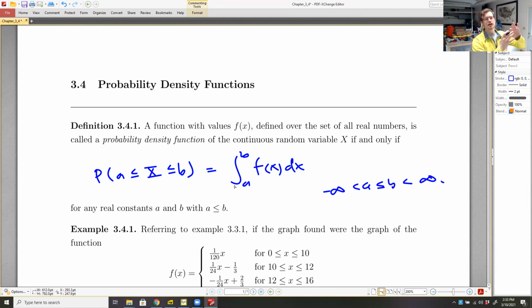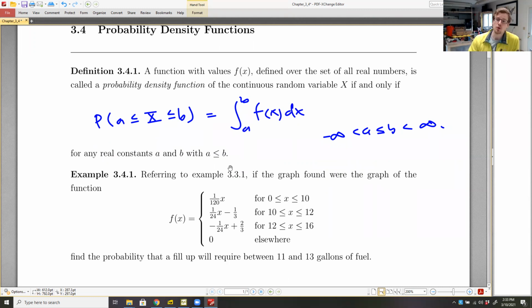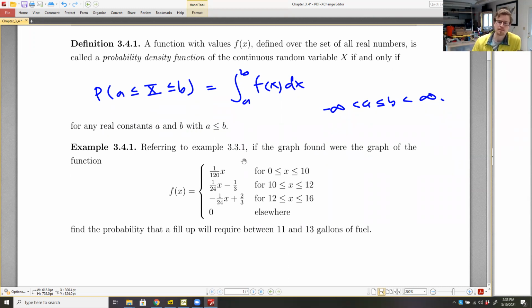So this is essentially exactly what we looked at in the second example in section 3.1. We gave that graph and we looked at the area underneath the graph giving the probability. So this is exactly what we saw in the previous section already. So hopefully that example even makes sense of this. So let's return to that example.